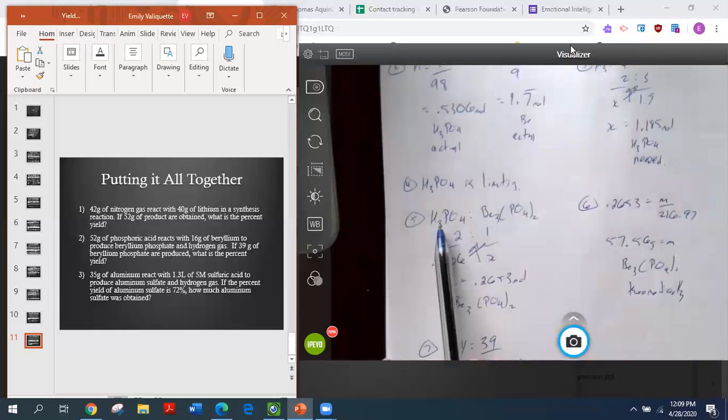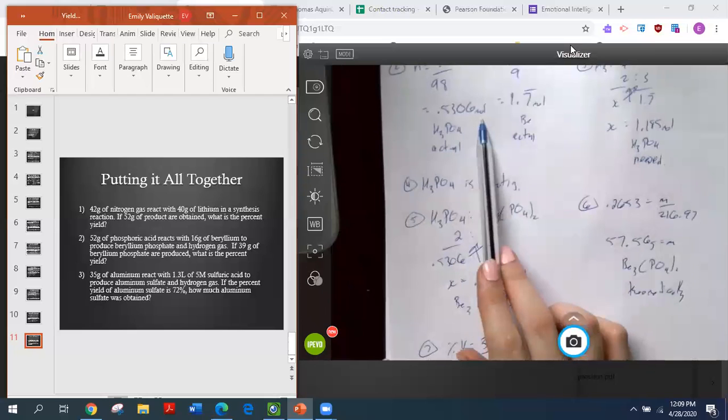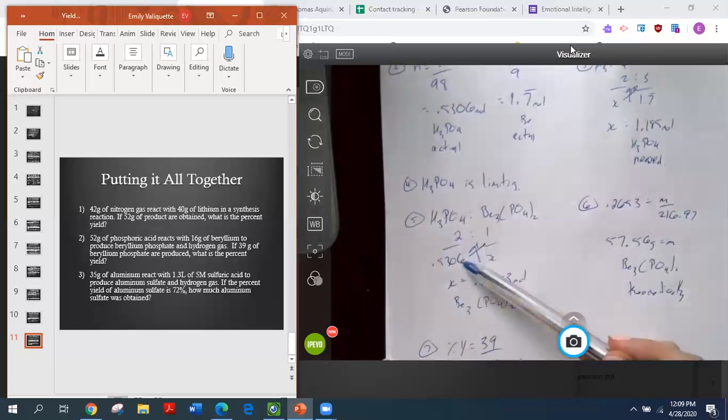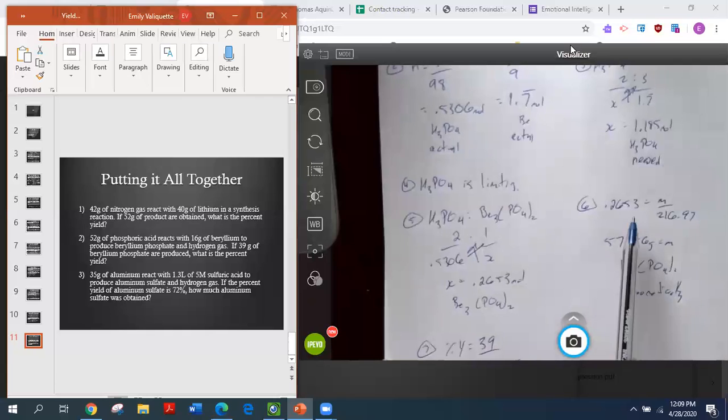You then set up a mole ratio between your limiting reagent and the product. So it's a 2:1 ratio. I'll plug in the actual moles of the phosphoric acid, my limiting reagent, and cross multiply and divide to solve for my moles of beryllium phosphate, which is 0.2653. I then plug that into moles equals mass over molar mass to determine that I have 57.56 grams of the beryllium phosphate. That is the theoretical amount.